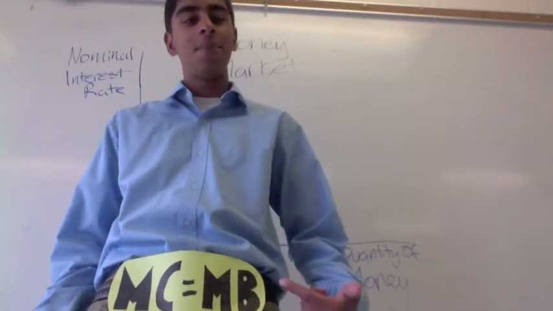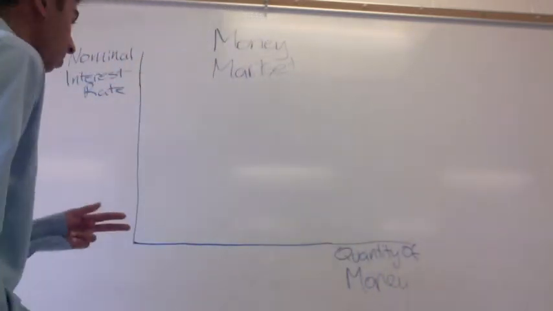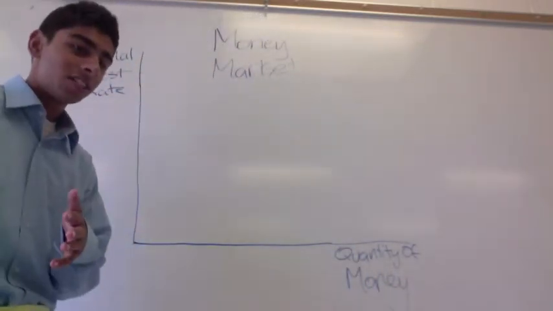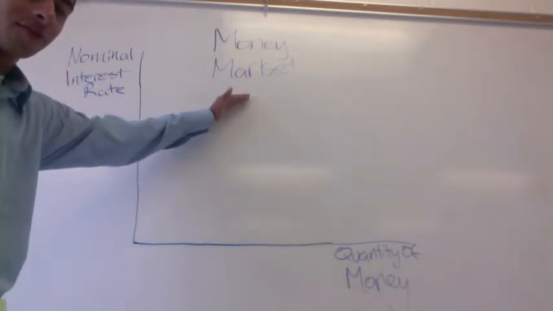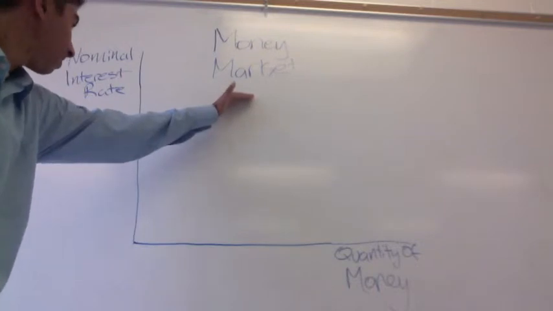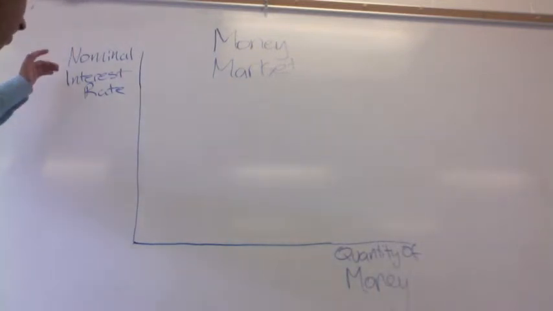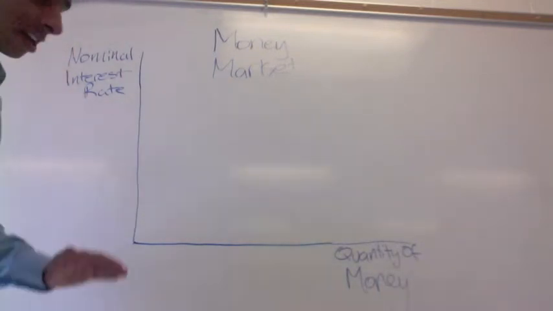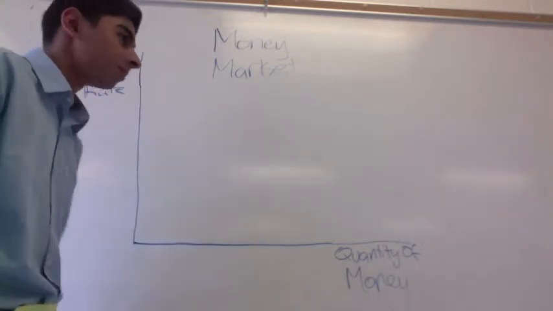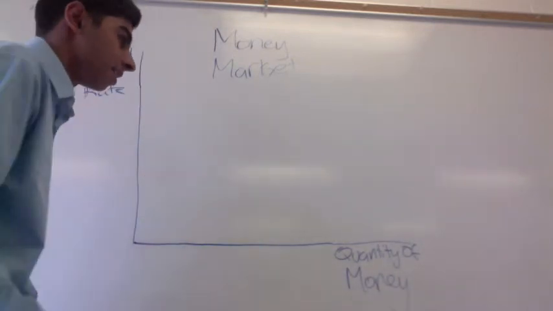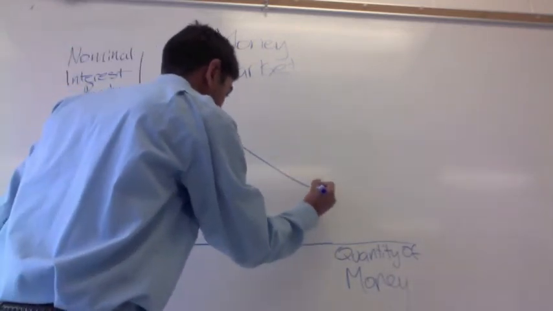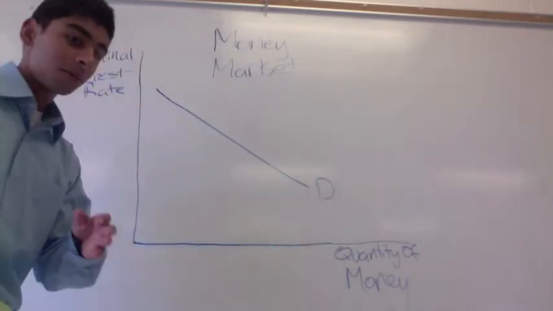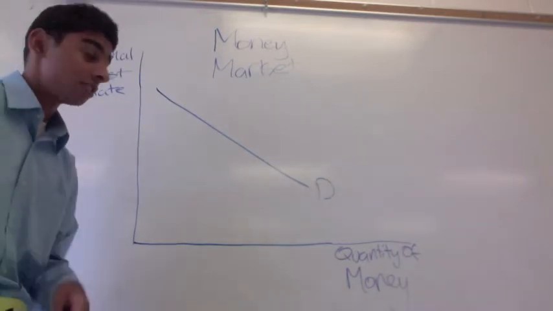This is MC equals MB Economics. Alright, so when we talk about monetary policy, which is our lesson for today, we're going to need a completely new graph, which is of the money market. Over here we have the nominal interest rate and the quantity of money. And now I'm going to draw in our money demand curve. And now I'm going to draw in our money supply curve. And this is interesting.